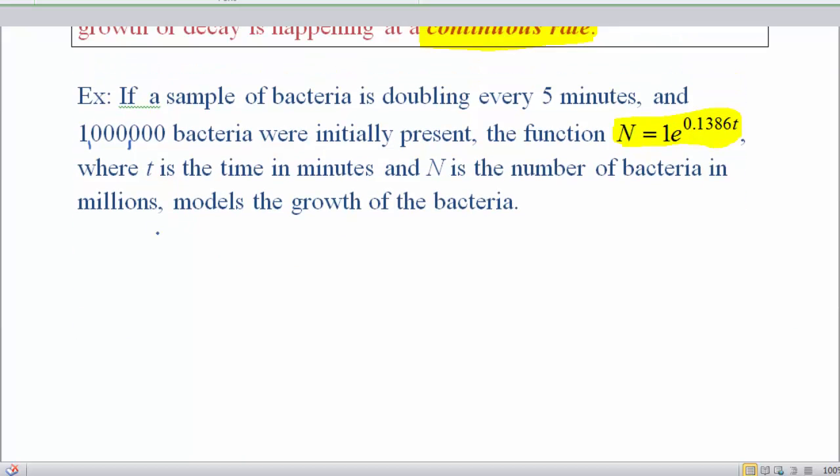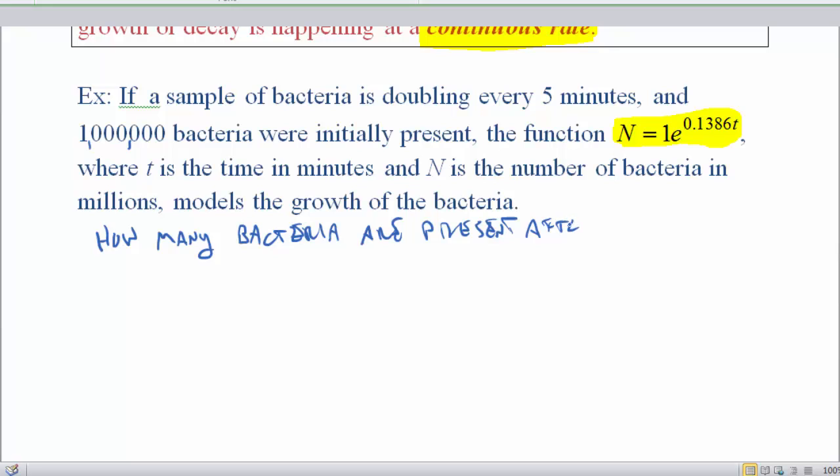Okay? So what they can ask you to do here is they can ask you to say, all right, well, how many bacteria are present after 8 minutes?